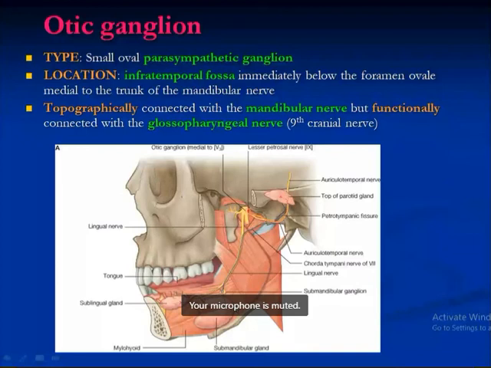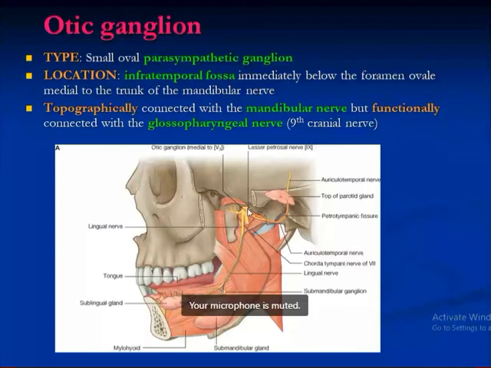Now, you have to be clear with this otic ganglia because the otic ganglia has got the topographical connection with the mandibular nerve, but it has the functional connection with the glossopharyngeal nerve. That means topographical connection, direct connection mandibular nerve ko cha, tara functionally the otic ganglia is under the control of the glossopharyngeal nerve. So how this is, I'll tell you later on.